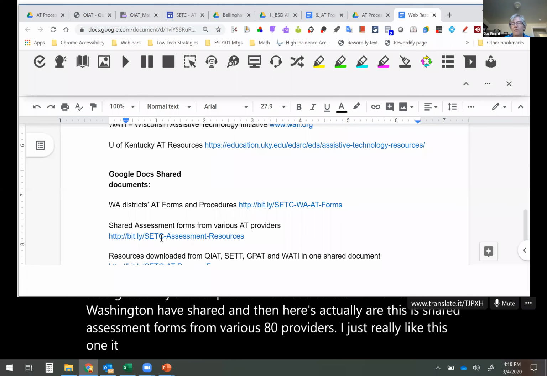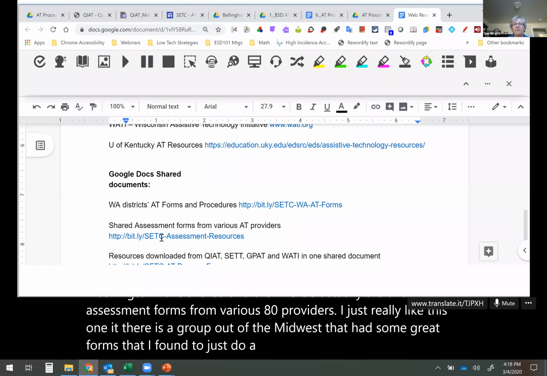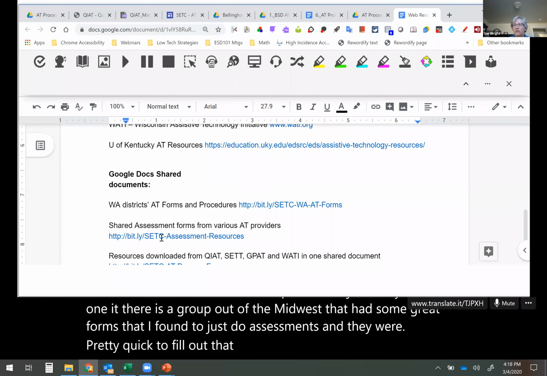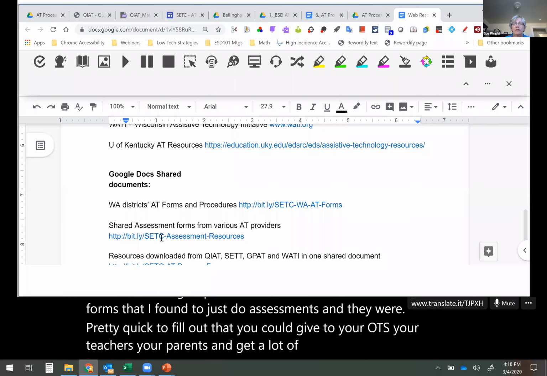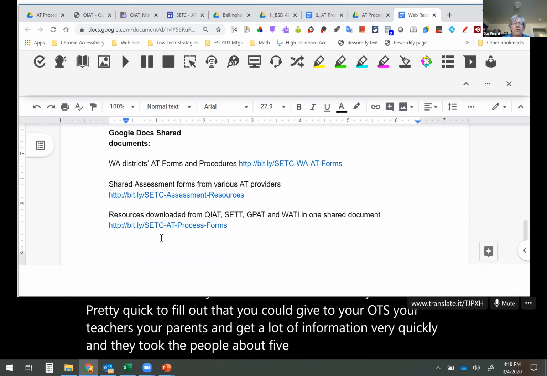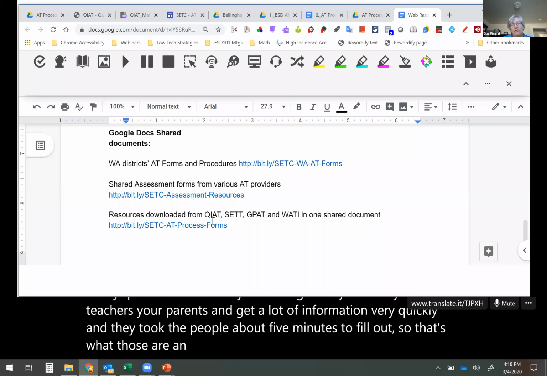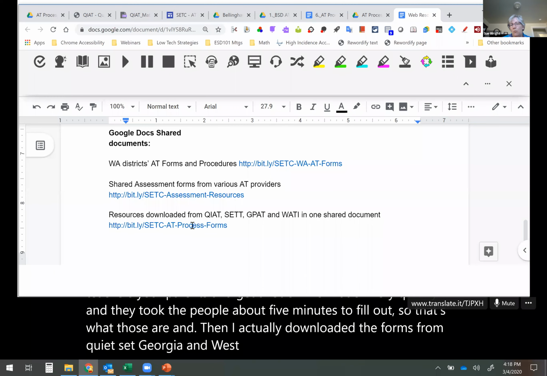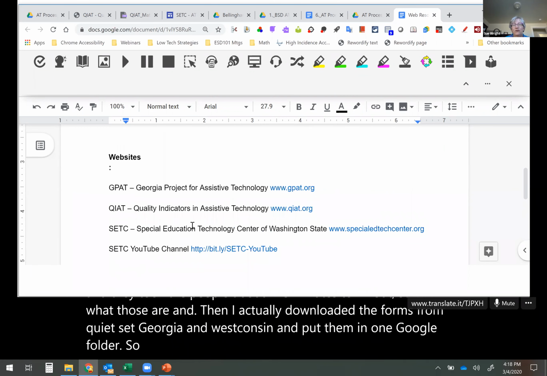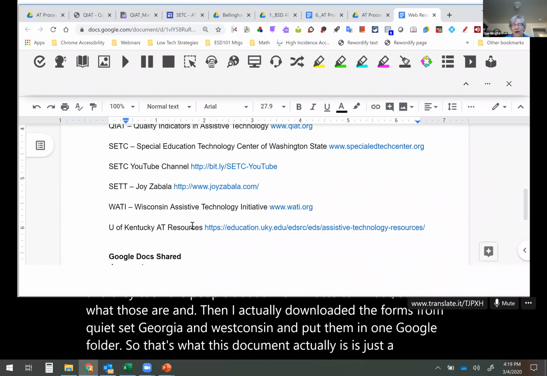There is a group out of the Midwest that had some great forms for doing assessments, and they were pretty quick to fill out. You could give them to your OTs, your teachers, your parents, and get a lot of information very quickly. They took people about 5 minutes to fill out. So that's what those are. And then I downloaded the forms from QIAT, Georgia, and Wisconsin and put them in one Google folder. So this document is just a link to a bunch of other documents.